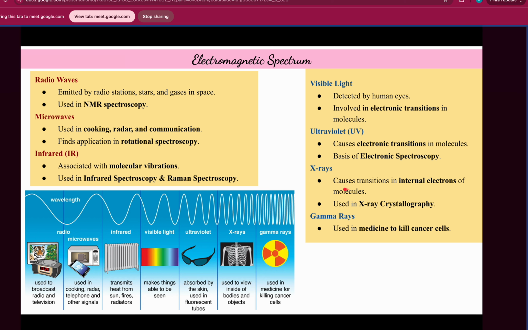Then come X-rays. They allow transitions in the internal electrons, because when we were looking into X-ray crystallography, we studied how an X-ray beam, when it strikes an atom, excites the inner electron, and then that inner electron's place is taken by an electron lying in the outer orbital. So that is how X-rays are involved in the transitions of inner electrons. Then come gamma rays. These are used in medicine to kill cancer cells. Remember one thing: gamma rays have the highest or strongest energy, and their wavelength is shorter.